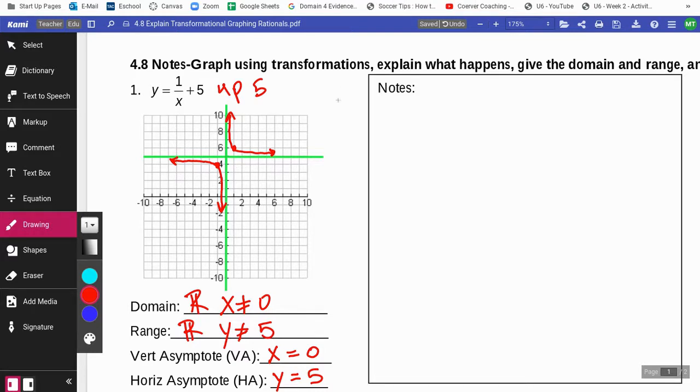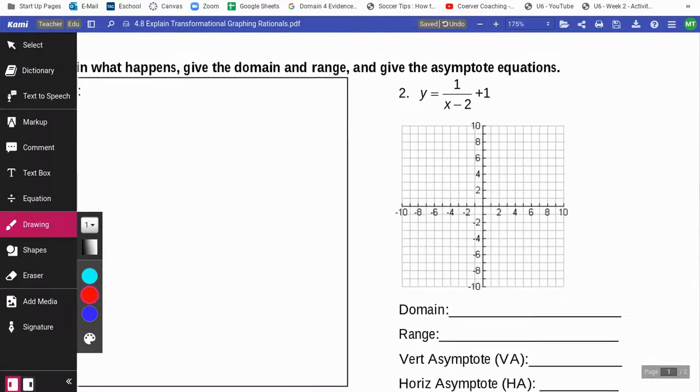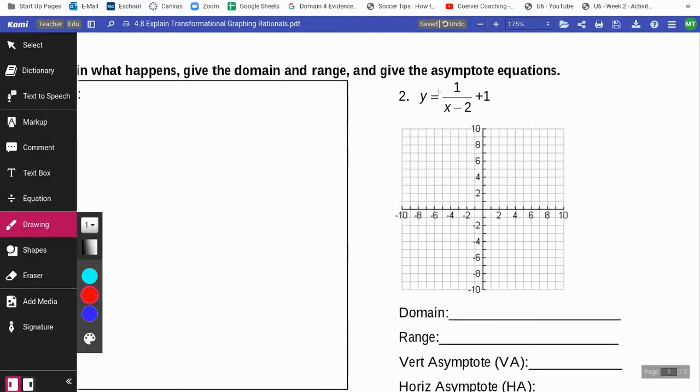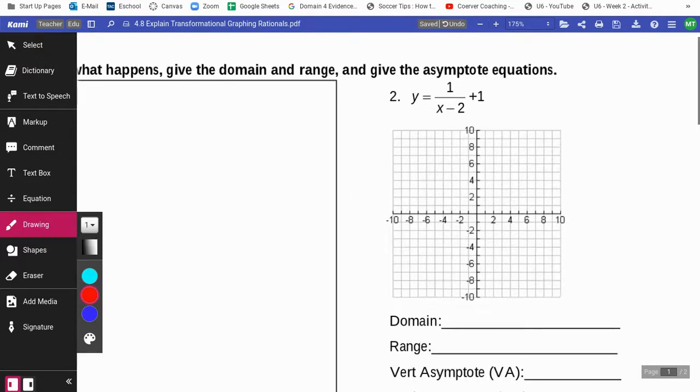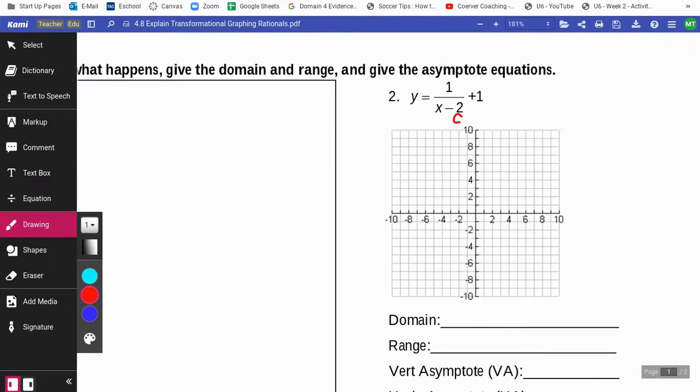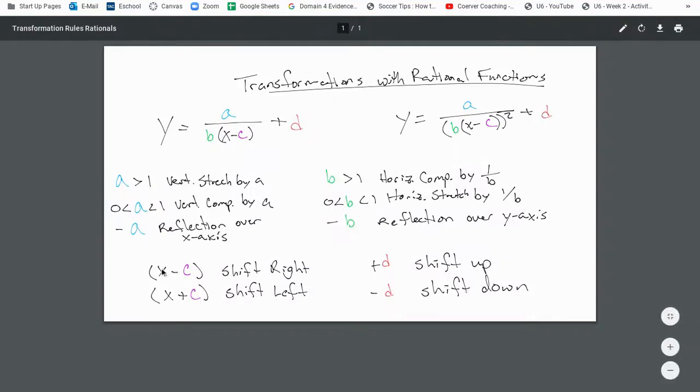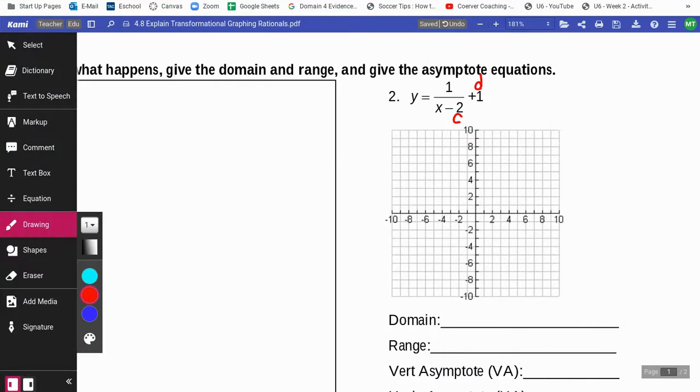All right, so then let's move on to number 2. This time, if I'm looking at this equation, I notice the C value right here and the D value are something different. So I have x minus 2. So if I go to my transformations, x minus C means I shift right. So I know I'm going to go right 2. And then a +1 for the D value right here means I go up 1. So again, that's from my parent function.